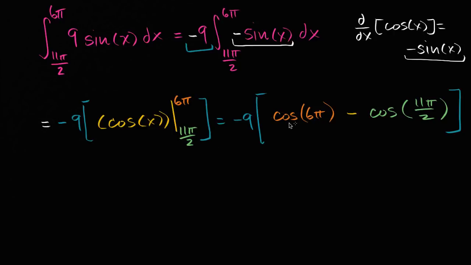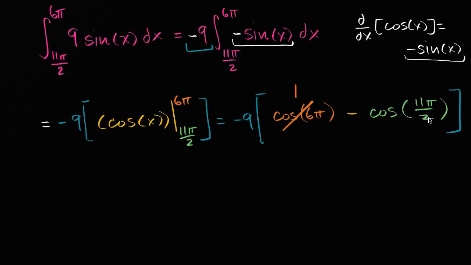Well, what is cosine of 6 pi going to be? Well, cosine of any multiple of 2 pi is going to be equal to 1. You could view 6 pi as going around the unit circle 3 times. So this is the same thing as cosine of 2 pi, or the same thing as cosine of 0. So that is going to be equal to 1. If that seems unfamiliar to you, I encourage you to review the unit circle definition of cosine.